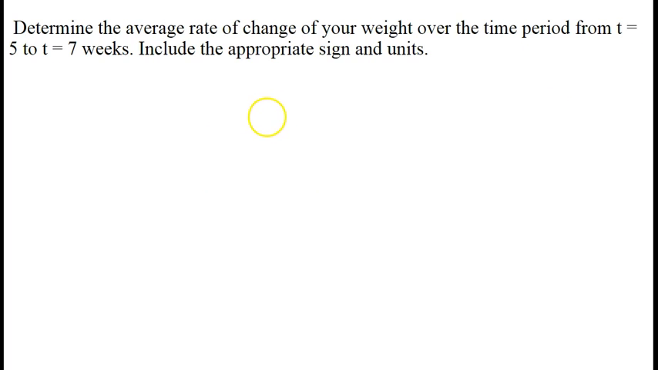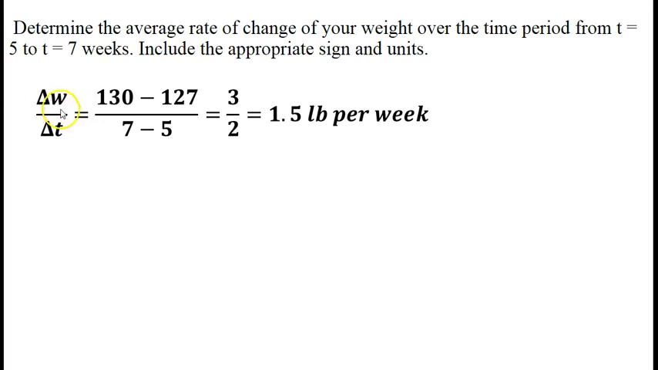Determine the average rate of change of your weight over the time period from t equals 5 to t equals 7. And we need to include the appropriate sign and units. So we're talking about delta W over delta T, because we're talking about our change in weight over the change in time. Delta W over delta T, change in weight over the change in time. All right? Our change in weight from weeks 5 to week 7 was 130 minus 127 over 7 minus 5, which gives me 3 over 2. Divide that out, 1.5 pounds per week.